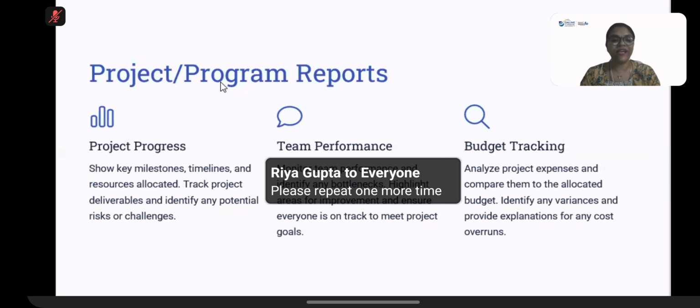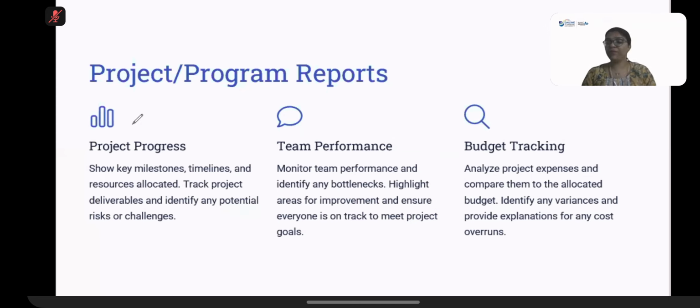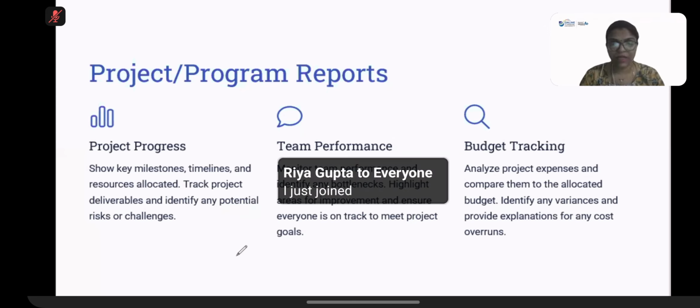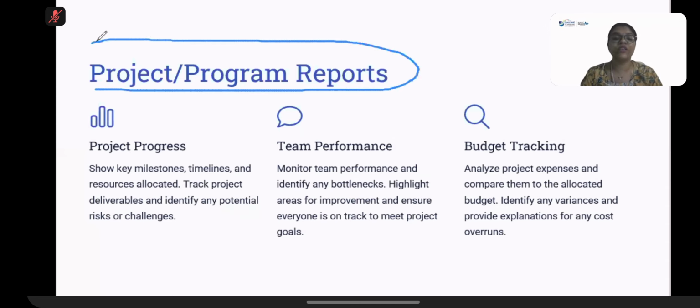Next is your project or program reports. Now, project or program reports, the name itself tells you any specific project or programs that you are conducting and the report that you need for that. So you will come to know from that particular specific project or program report so that you can easily track the resource allocated, the objectives, the progress, the performance of the team.